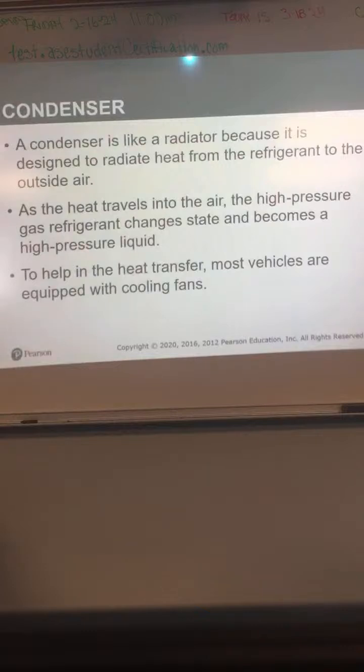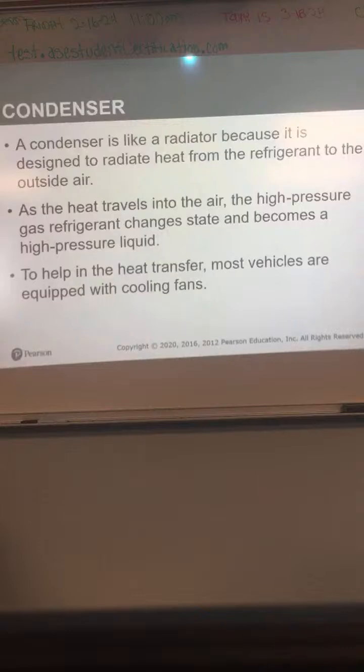Now we get to the condenser. The condenser is like a radiator because it's designed to radiate heat from the refrigerant to the outside air. Located in front of your radiator, it looks kind of like a radiator. As heat travels into the air, high pressure gas refrigerant changes state and becomes a high pressure liquid. It does that in the condenser.